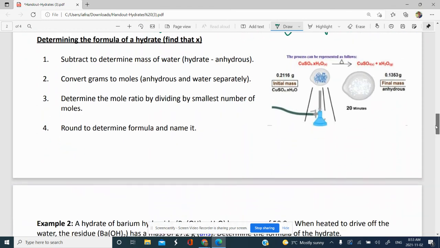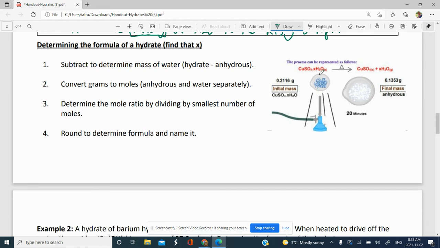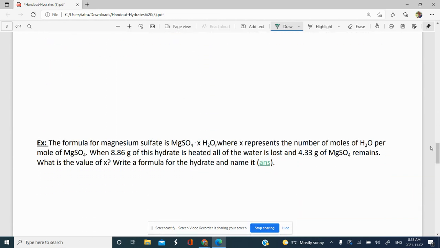In our next video, we're going to take a look at this type of experiment where you basically remove water from your hydrate and you use the data provided to figure out what the formula of your hydrate was. So you may not know what the X value is over here, but we're going to figure out that X value using an experimental procedure where we dehydrate a hydrate. And we'll do a few sample problems with that coming up in the next video.